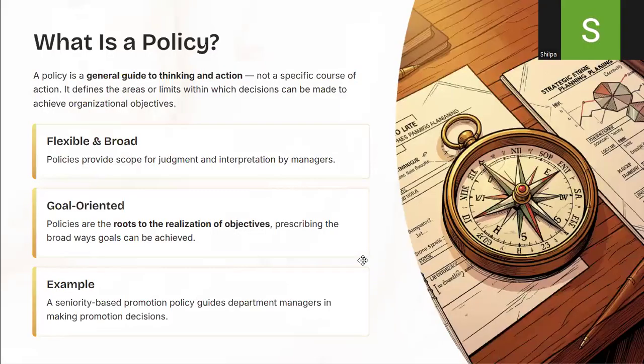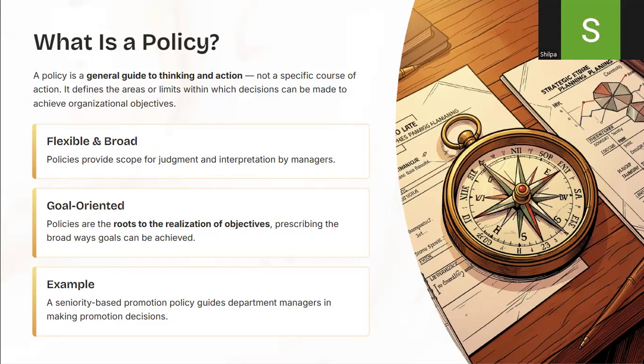A policy is a general guide to thinking and action, not a specific course of action. It defines the area or limits within which decisions can be made to achieve organizational objectives. In simple words, a policy is that type of a plan which acts as a guide whenever a manager or whenever an employee needs to take any action.